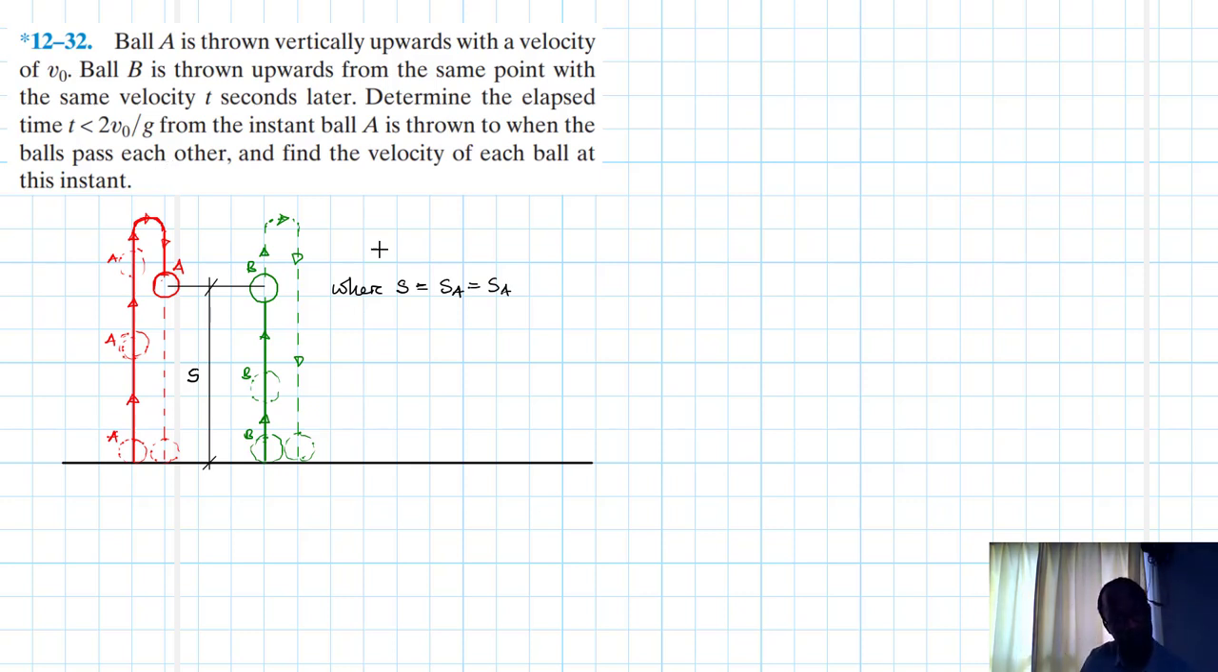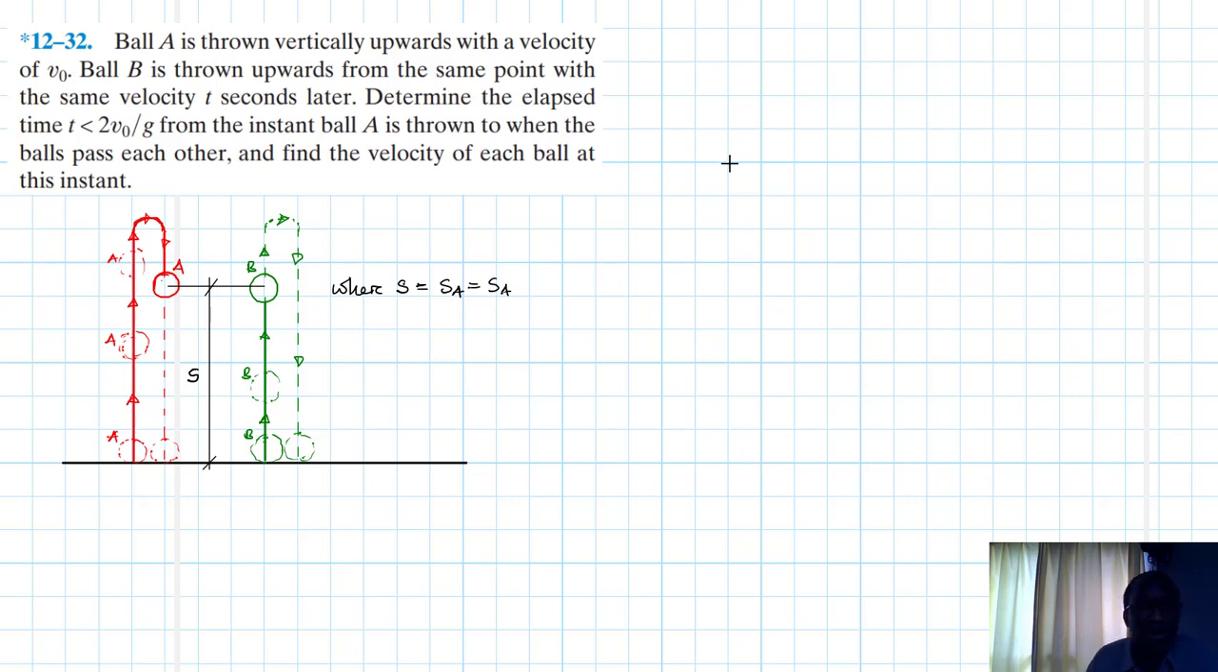Okay, so this is what is happening, right? This is what is happening. So let's find the elapsed time from the instant ball A is thrown to when the balls pass each other at this point. Ball A will be going down while ball B will still be going up. So we need to find this displacement. We also need to find the time. Of course, displacement will allow us to find the time and the velocity. Okay.